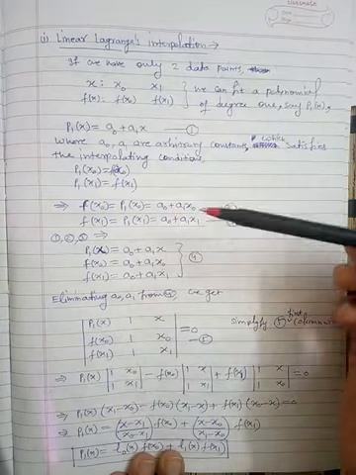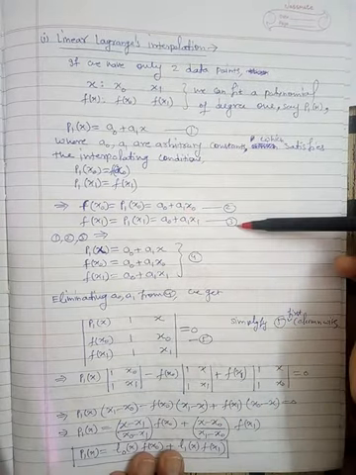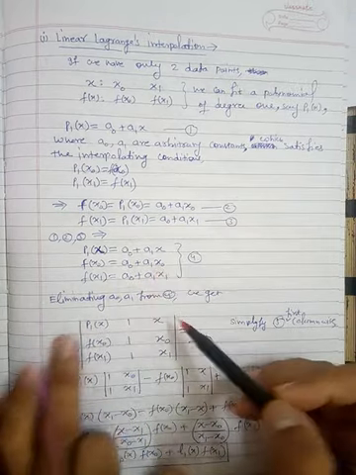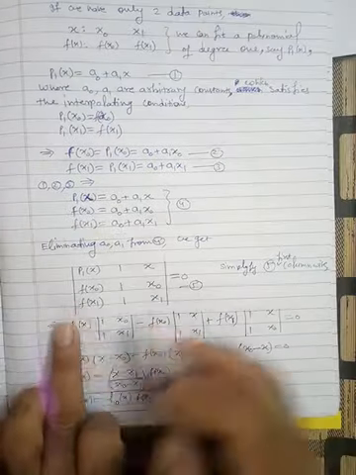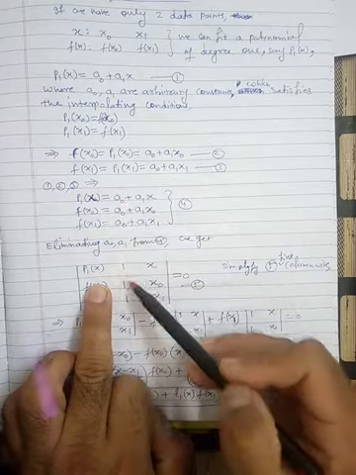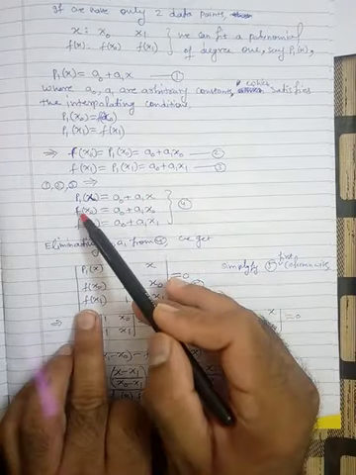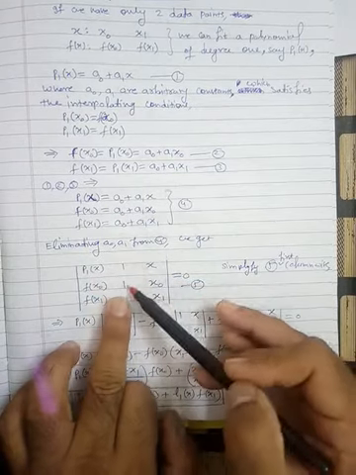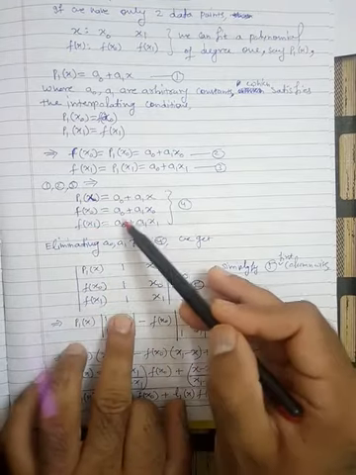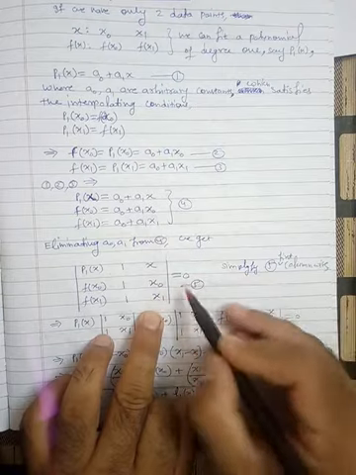Now we will eliminate a0 and a1 from equations 1, 2 and 3. So we get this determinant. Here p1(x), coefficient of a0 is 1, coefficient of a1 is x. In the second equation, left hand side is f(x0), coefficient of a0 is 1, coefficient of a1 is x0. Similarly here f(x1), coefficient of a0 is 1, coefficient of a1 is x1. This is equal to 0.